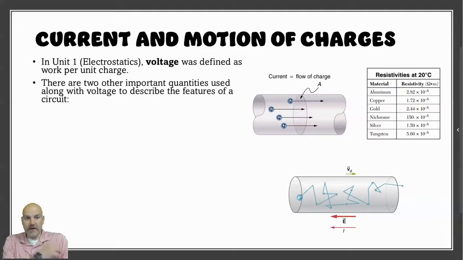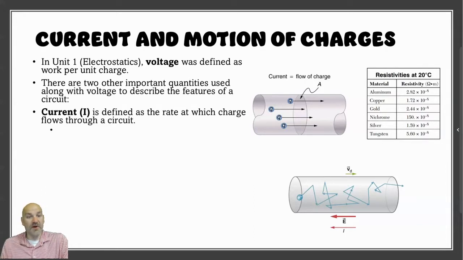There are other important quantities used to describe the features of a circuit. The first thing is going to be current. Current, which is abbreviated I, is defined as the rate at which charge will flow through a circuit. In electrostatics, you look at the static portion, where charge is not flowing. Now they'll move inside the conductor to get to where they need to be, but we're not talking about a flow. Now in circuits, we're going to look at what happens when that charge begins to flow. So there's your difference between electrostatic movement and current movement.